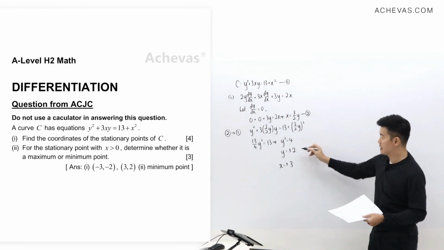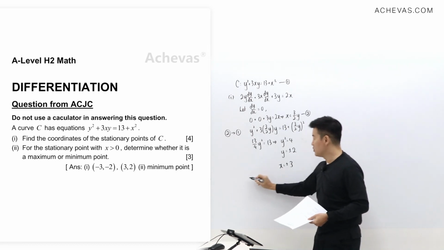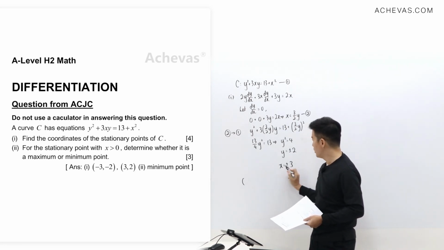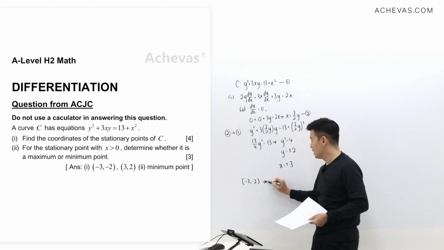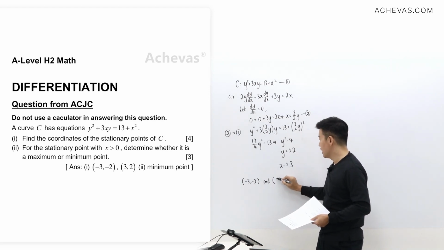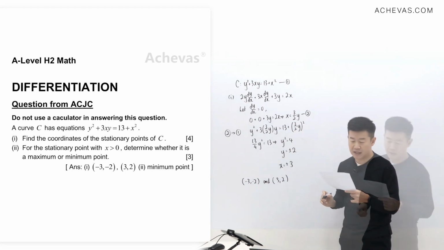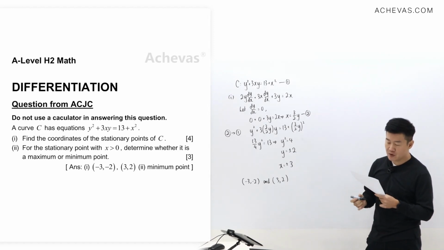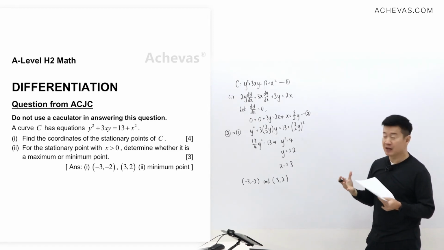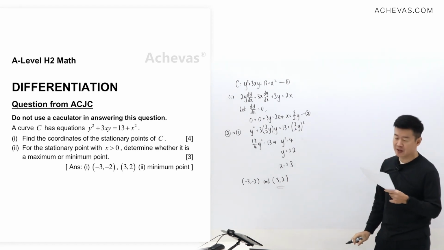So when y is plus or minus 2, x is going to be plus or minus 3, which means that the coordinates of the stationary points will be negative 3 and negative 2, and the other point will be 3 and 2. So this will be part 1. And in part 2, we are going to be looking at the stationary points with x bigger than 0. Actually, there's only one, which is going to be this point here. The x coordinate is bigger than 0.